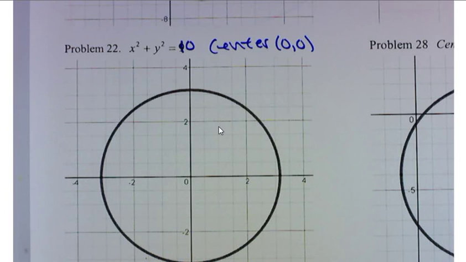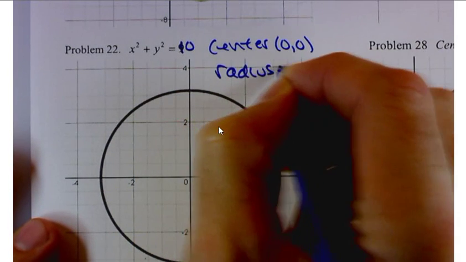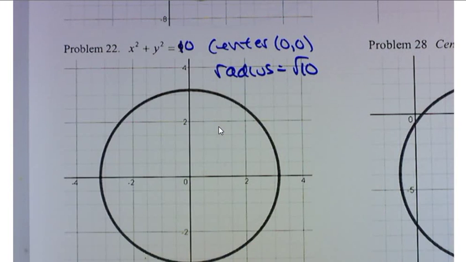All right. So radius equals the square root of 10. Can someone give me an intelligent answer without their calculator as to roughly what I would expect if I calculated the square root of 10? All right. Sounds good. 3.1 something. It's going to be a little bit bigger than 3, right?